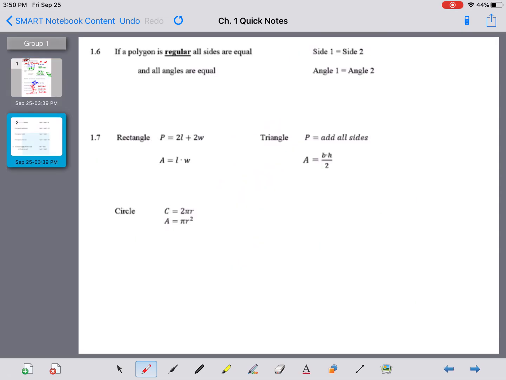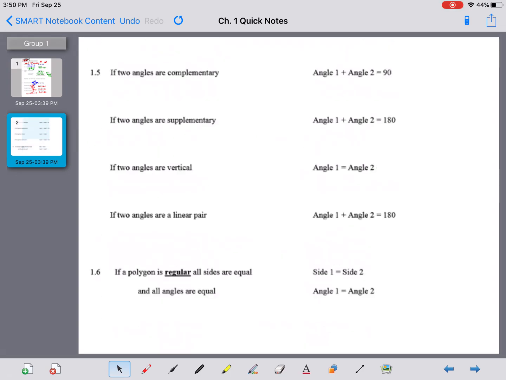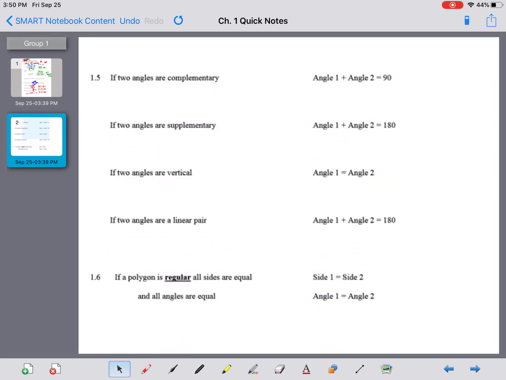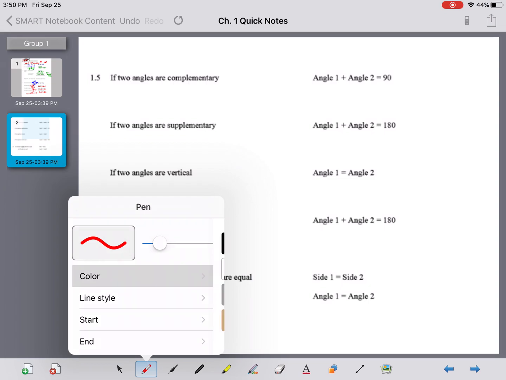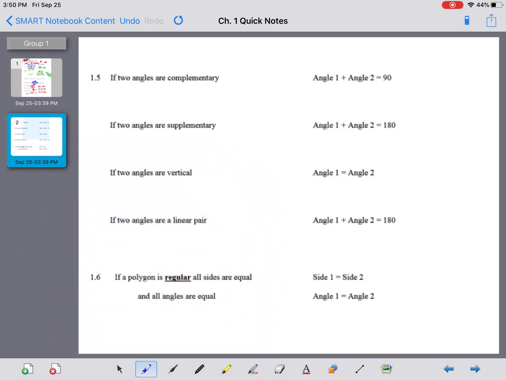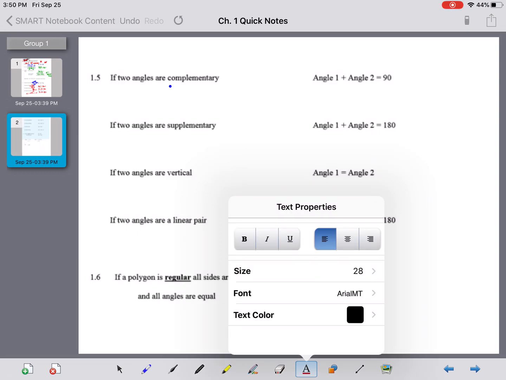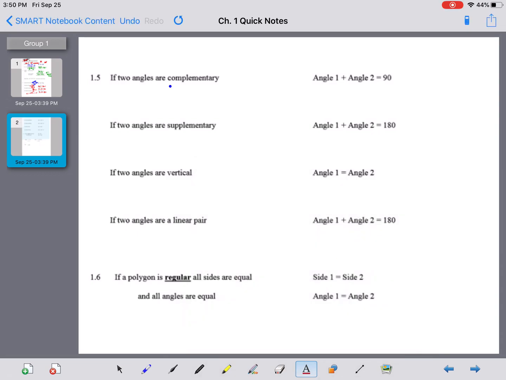Flipping the page here, and at the top we did 1.5, more angle things, more setups, and like how we can set these up into math equations. Remember, a lot of vocab here. Complementary, we need to remember. Complementary means 90. It comes first in the alphabet for C. Supplementary comes second in the alphabet for 180, okay?